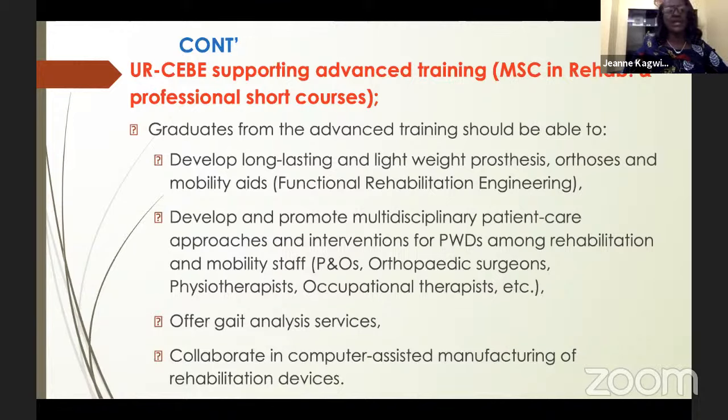So we are also organizing professional short courses, which are really advanced, and graduates from the advanced training should be able to develop long-lasting and lightweight prosthetics and orthotics and mobility aids. They should be able to develop and promote multidisciplinary patient care approaches and interventions for persons with disability among rehabilitation and mobility staff. They should be able to offer gait analysis services and collaborate in computer-assisted manufacturing of rehabilitation devices.